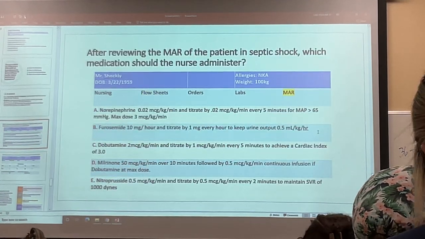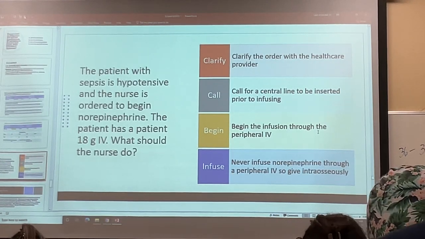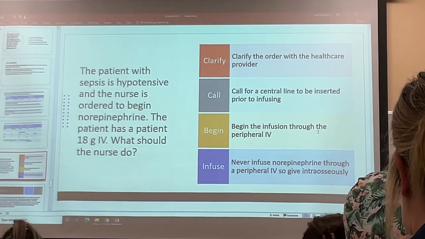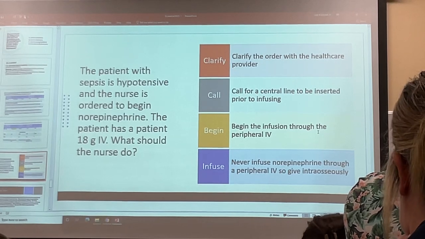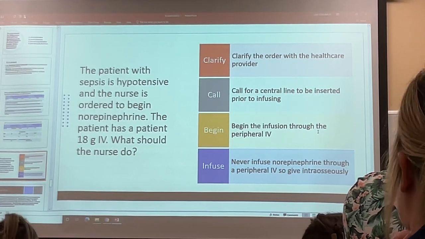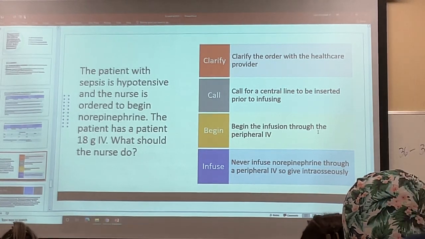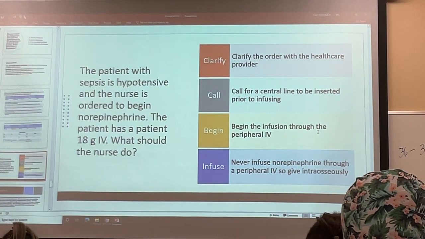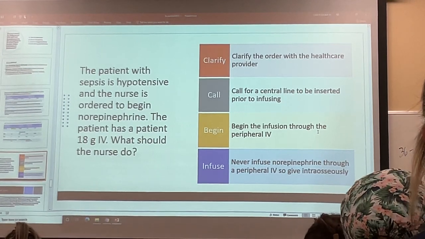So see, you're applying what you know in these test questions. You got a patient with septic shock, and you got an 18-gauge peripheral IV, and they said, hang norepinephrine. So you're going to say, well, I'm not going to do that. I'm going to clarify with the healthcare provider, or I'm going to call for a central line before I start hanging this norepinephrine, or I'm going to begin the infusion through the peripheral IV, or I never infuse norepinephrine through a peripheral IV. Which one? Begin. We're going to begin the infusion through the peripheral IV, but then we're going to do what?